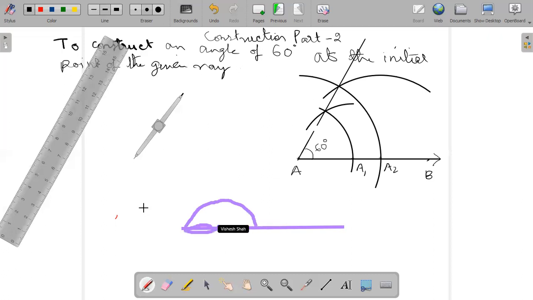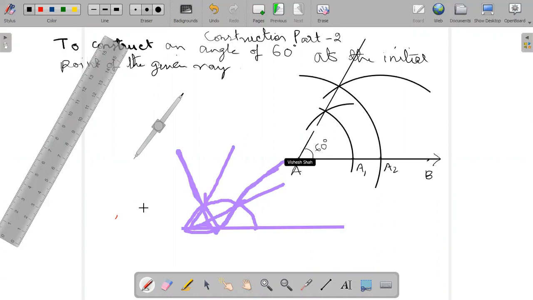I put the point here, and with the same radius, I cut the arc here, and now put the center here and cut an arc here. So the line passing through this point will be 60 degrees, and the line passing through this point will be 120 degrees. This is 120 and 60.